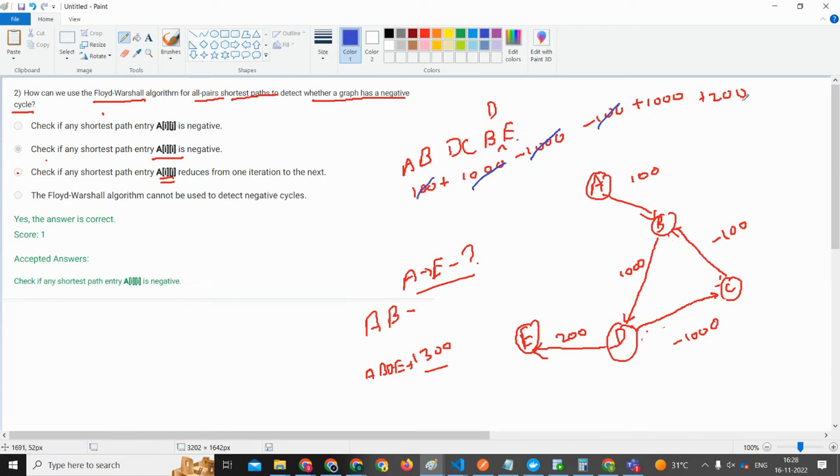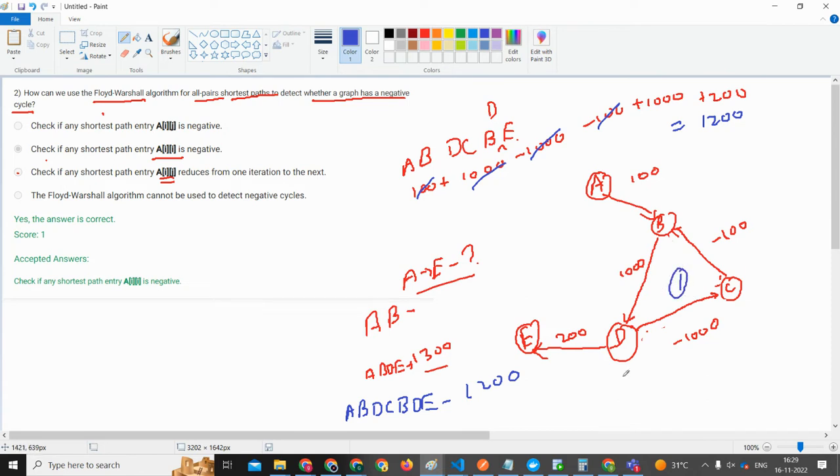So 100 now also cancels. Yes, 100 gets cancelled. Now how much is the sum? It is 1,200. What it means is that if I take a different path, A, B, D, C, B, D, E, it is going to be 1,200.